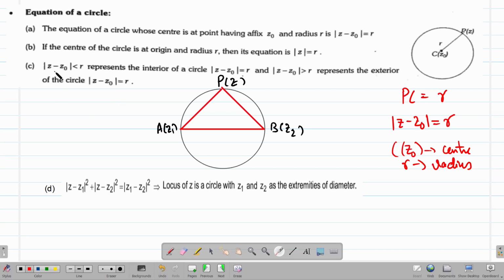If mod of z minus z naught is less than r, then this represents the position of a point in the interior of the circle mod of z minus z naught equals r. But if mod of z minus z naught is greater than r, then this represents the exterior of the circle mod of z minus z naught equals r.